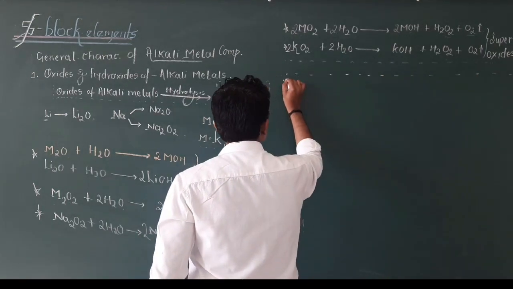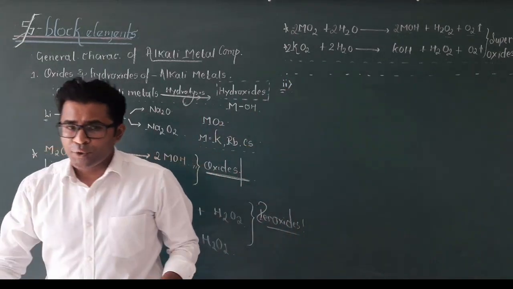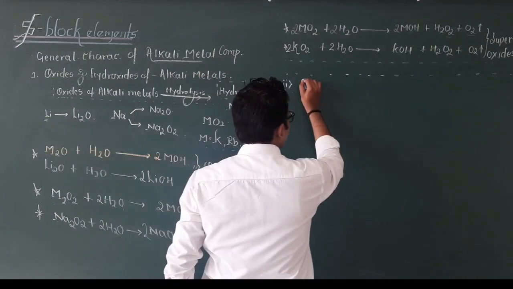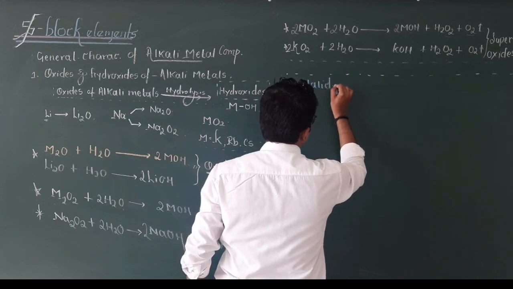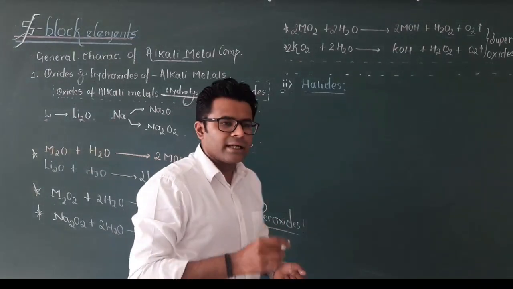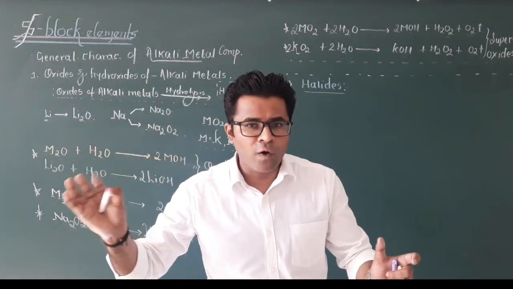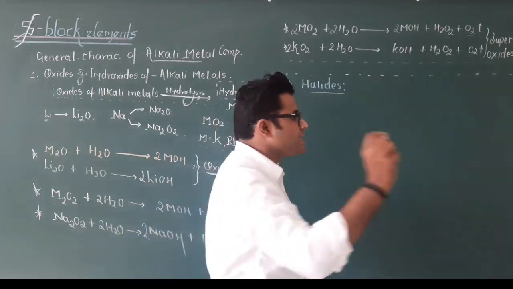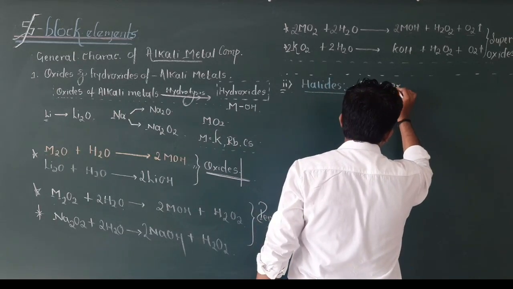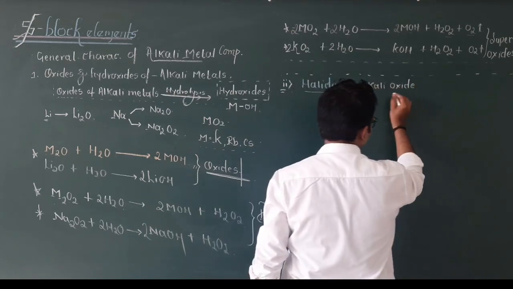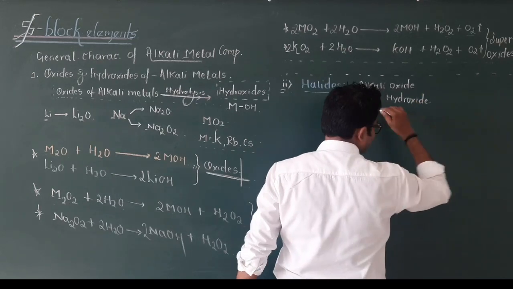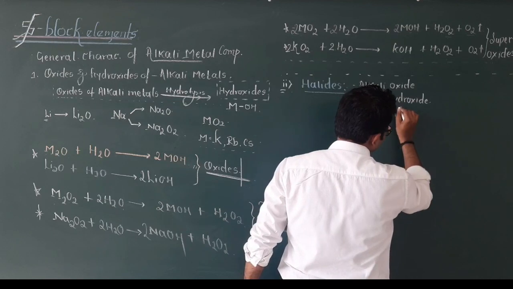Okay, so let's observe character number 2 now. The next general characters of the alkali metal compounds with respect to halides. Now, first thing is how halides are formed. Here we need to understand that whenever we have any appropriate compound of alkali, such as an alkali oxide, or alkali hydroxide, or alkali carbonates.